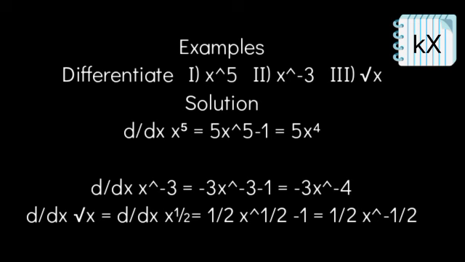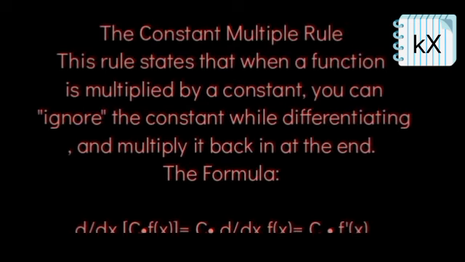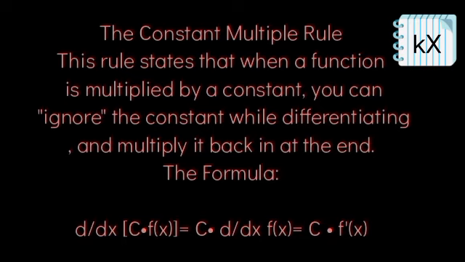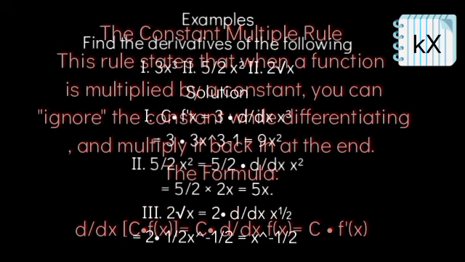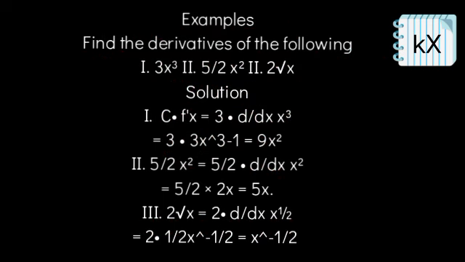The second rule now is the constant multiple rule, and we use this rule when we have constants with a variable. What we need to do is to separate the constant from the variable, differentiate the variable, then multiply back with the given constant beside it. Now let's look for the derivatives of 3x cubed, 5 over 2 x squared, and 2 root x. We simply need to separate the constant during the differentiation, so we differentiate only the variable.